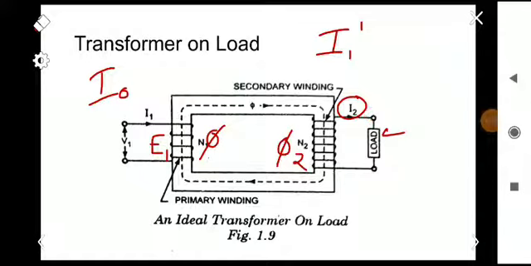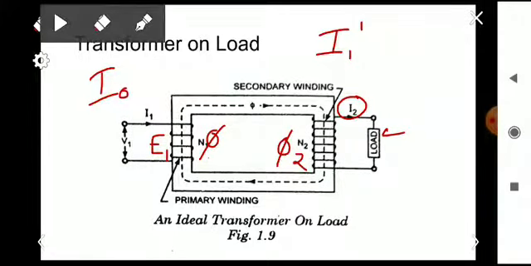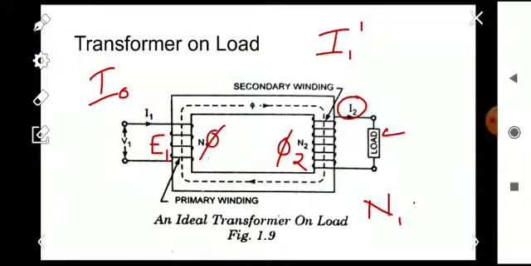So we can say that this I1 dash is in phase opposition with the secondary current I2 and is called the counterbalancing current. This additional current I1 dash sets up its own MMF, N1 into I1 dash, which produces additional flux phi 1 dash, in the same direction as that of the main flux phi, and which cancels the flux phi 2 in the secondary.